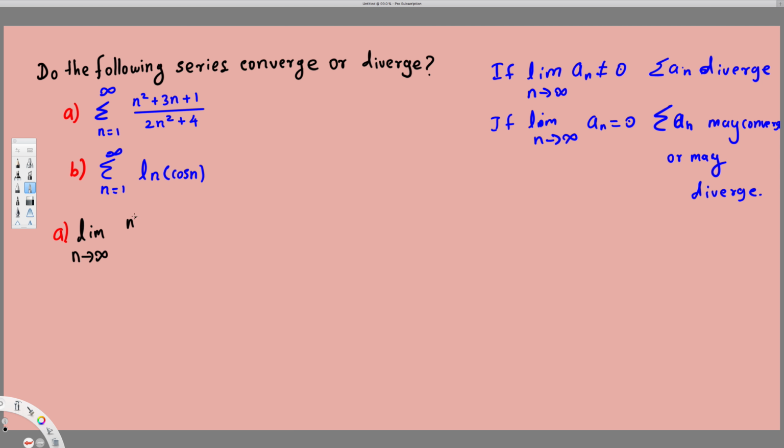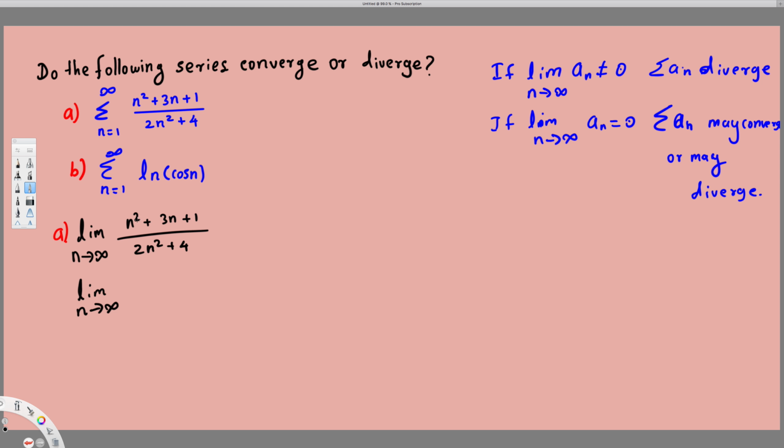we have n square plus 3n plus 1 over 2n square plus 4. If you substitute the infinity for this one, this is going to be infinity over infinity. So that's indeterminate, right? So we have to do something. So in this kind of thing, what we do is we divide everything by the highest power. Here the highest power is n square.